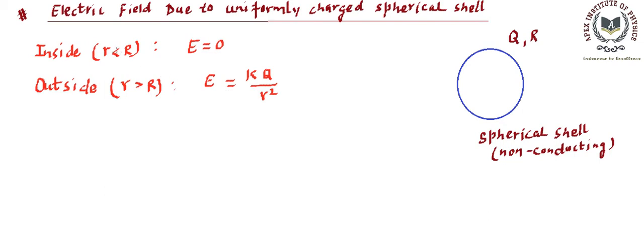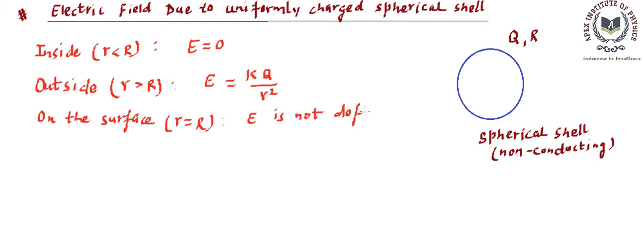So it covers the inside points, it covers the outside points, and there is another location which is on the surface. If it is asking about the surface, then we will claim that on the surface r is going to be capital R, and at this point E is not defined. So you will say E is not defined. So this is the result that we need to remember. We will be proving this result.